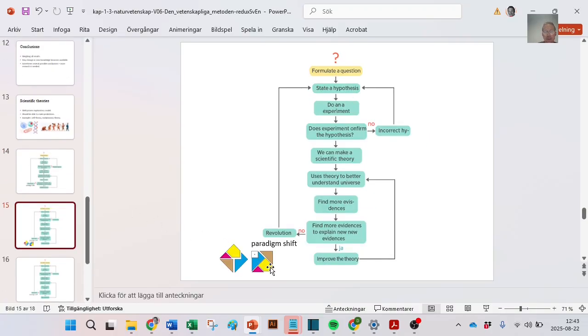Yeah, here's the paradigm shift of a new experiment that doesn't fit with the old paradigm, with the old worldview. The worldview has to change. Revolution or paradigm shift.